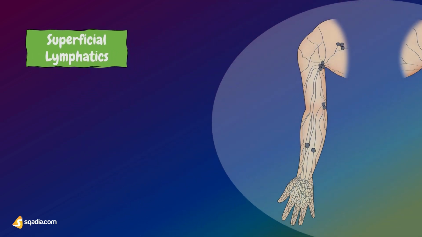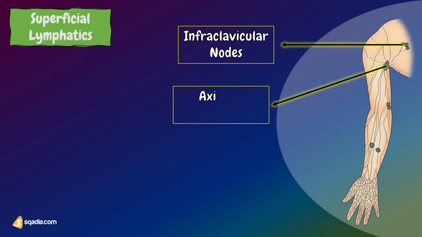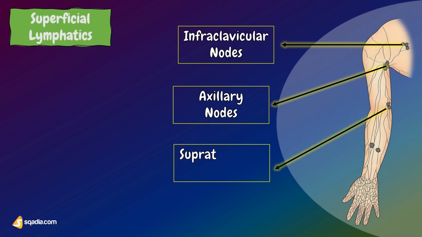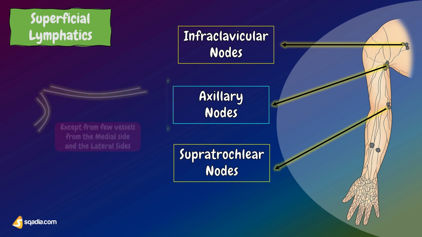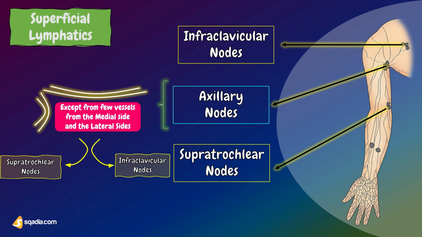Superficial lymphatics are the ones we discussed before. They are much more numerous than the deep lymphatics. They collect lymph from the skin and subcutaneous tissues. Most of them ultimately drain into the axillary nodes, except for a few vessels from the medial side of the forearm, which drain into the superficial cubital nodes. A few vessels from the lateral side of the forearm drain into the deltopectoral or infraclavicular nodes.